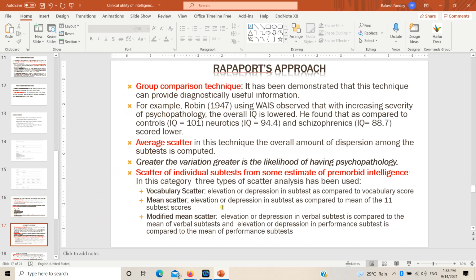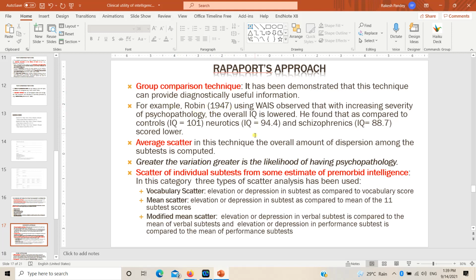Now, I have mentioned Rapaport's approach because Rapaport initially did a lot, and these approaches which I am mentioning are basically proposed by him. And I have already discussed the group comparison technique, where we compare the IQ of a healthy individual with the IQ of an individual having psychopathology. This approach has been proven to provide diagnostically useful information.